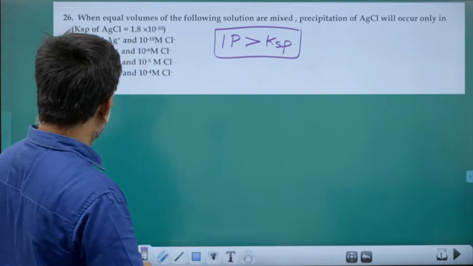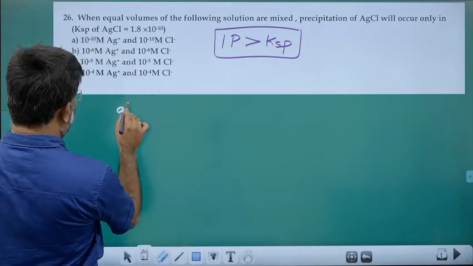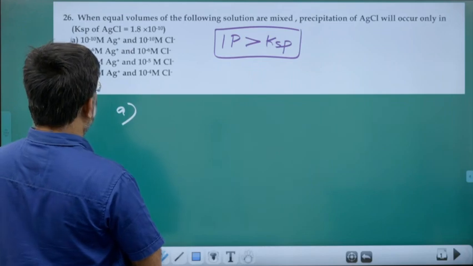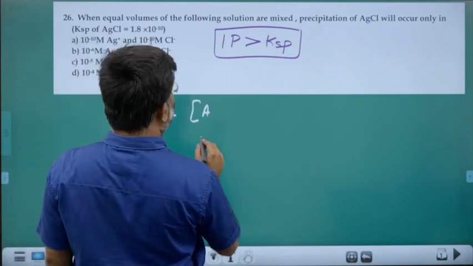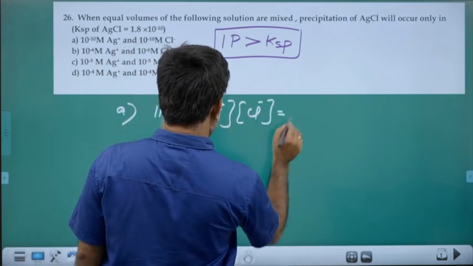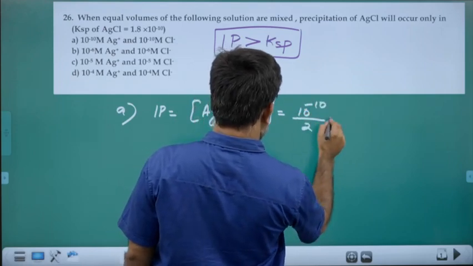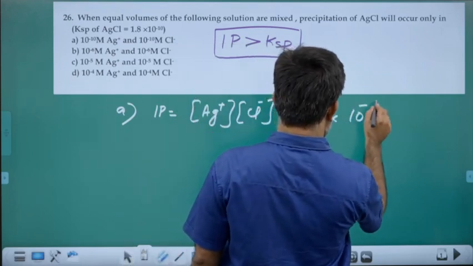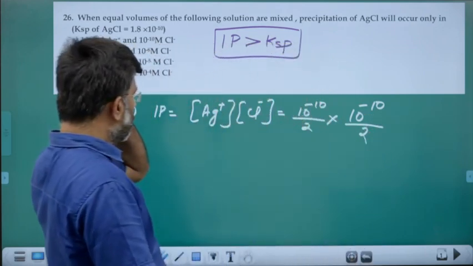IP means ionic product. Suppose I am taking option A. IP is equal to concentration of Ag plus into concentration of Cl minus. So it is 10 power minus 10 divided by 2 into 10 power minus 10 divided by 2. Why divided by 2?